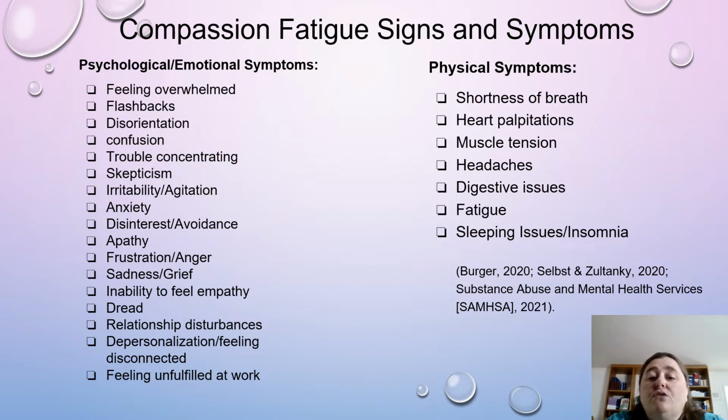Then there are also physical symptoms such as shortness of breath, heart palpitations, muscle tension, headaches, digestive issues, fatigue, and sleeping issues, including insomnia. The signs and symptoms listed on this slide came from a variety of resources, as listed at the end of the slide. These signs and symptoms may impact the practitioner's work performance, resulting in potential absenteeism, diminished work performance, tardiness, and the overuse of sick days.